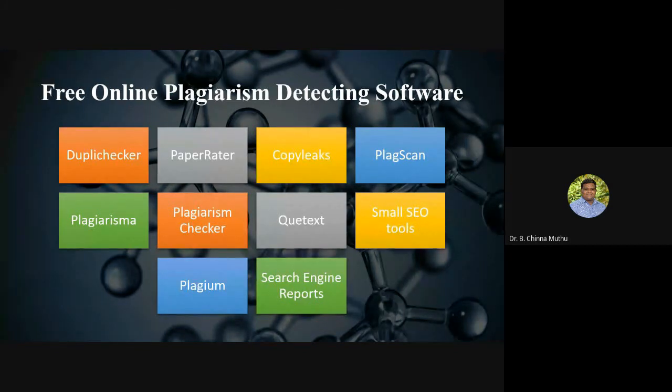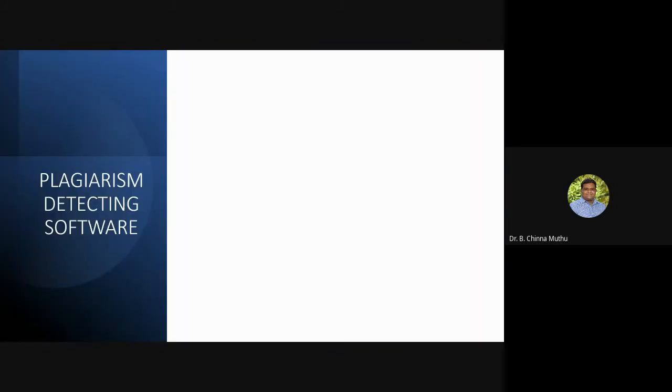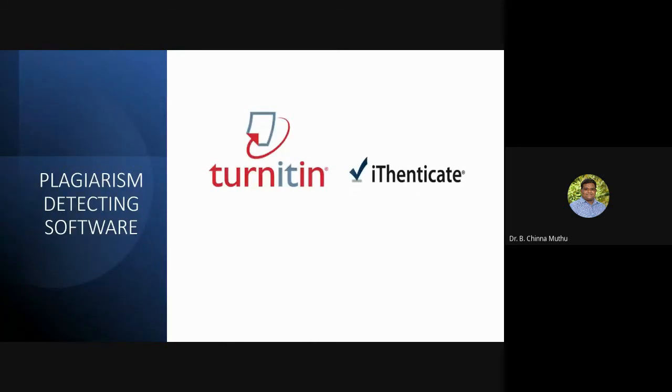But one point with the free online plagiarism detecting software is it has its own limitations, a limitation of database as well as a limitation of words to be checked for plagiarism. And we have plagiarism detecting software which is subscribed. The very popular software across the globe is Turnitin, followed by Authenticate. And we have Ouriginal. The earlier name of Ouriginal is Urkund, which our UGC actually recognized for all the universities. Even our institutions can subscribe to Urkund software free of charge if you are registered.